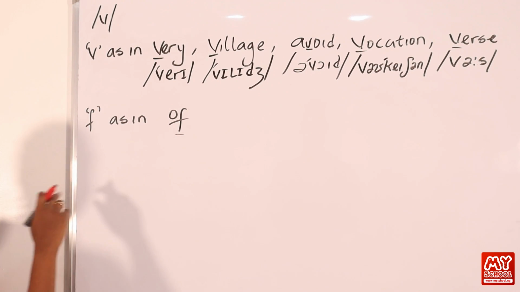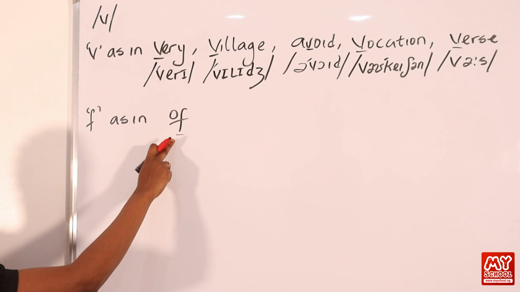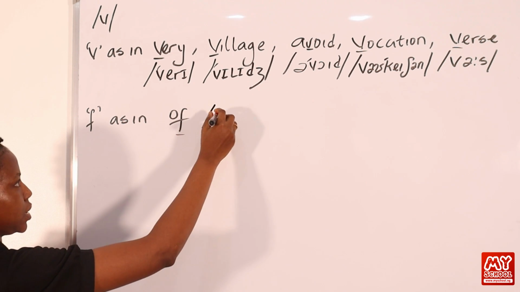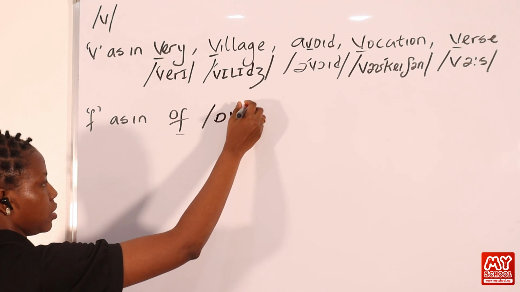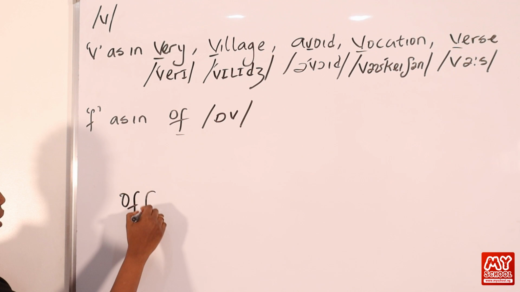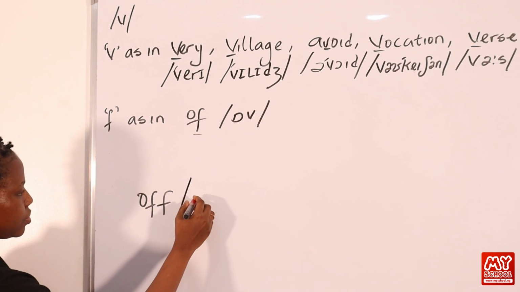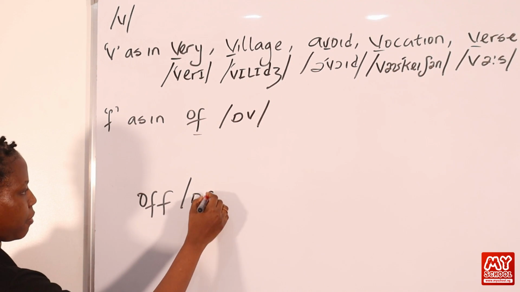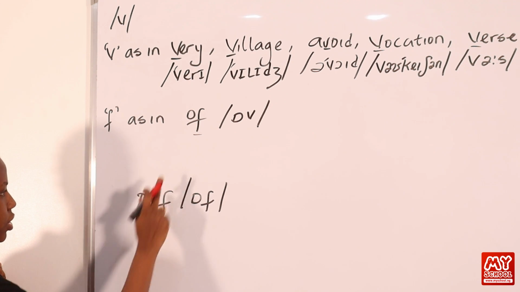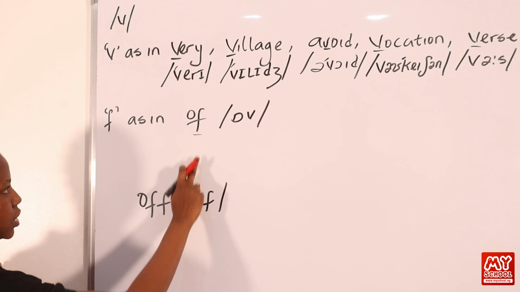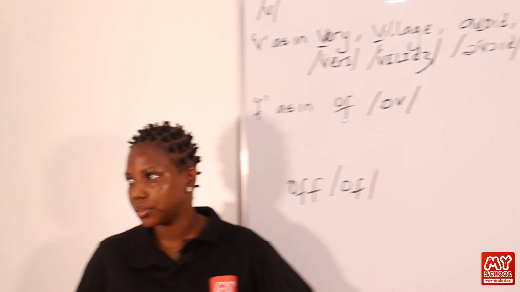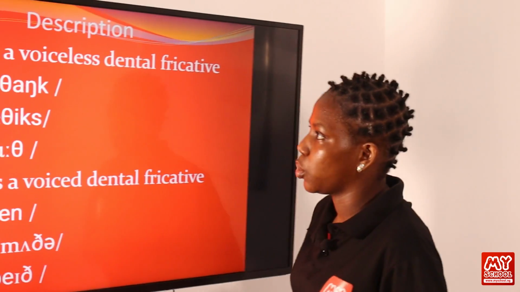Okay, so we can find the sound also in the word of. Of. Okay, so it's transcribed as this. So you might be wondering what about OFF, and this is off. So you can see the difference between this and this. So this is off and this is of. Okay? So let's go to the next sound.